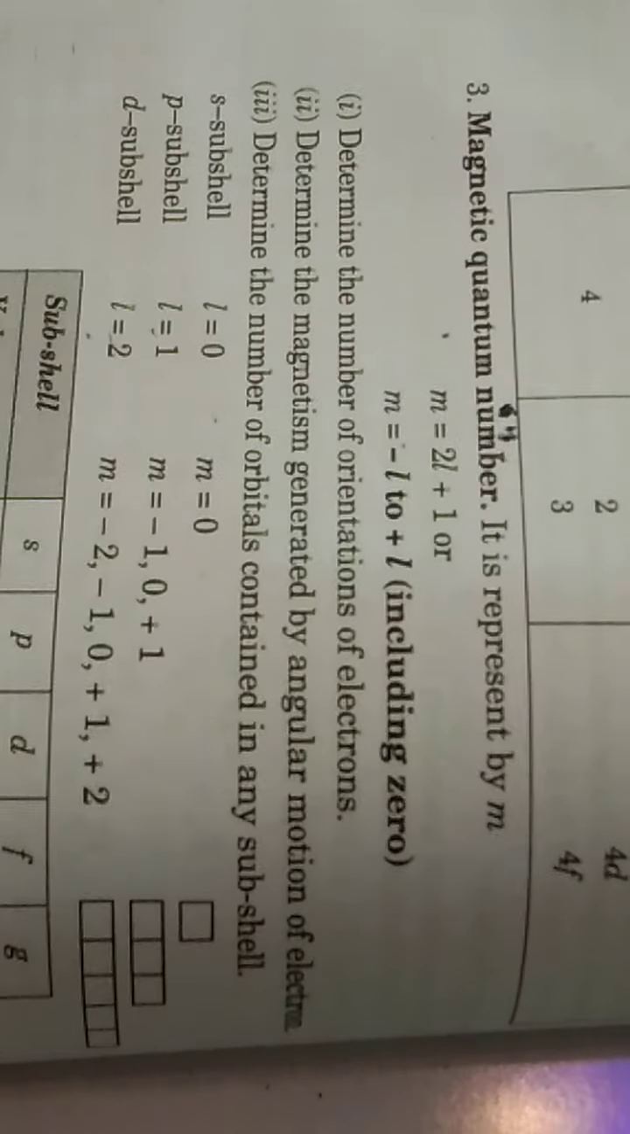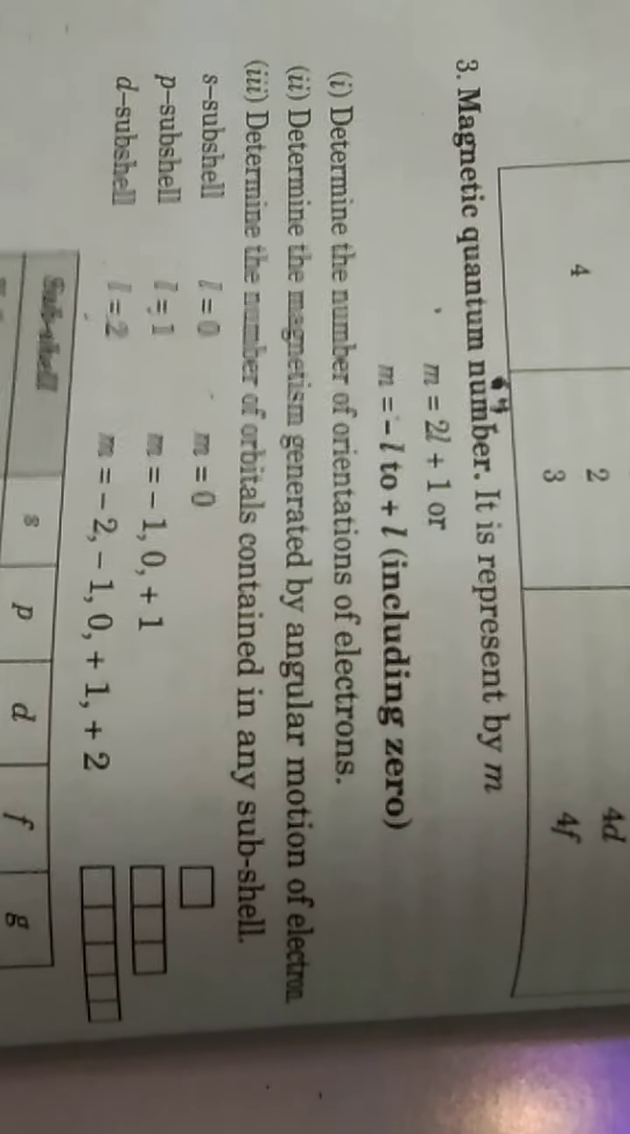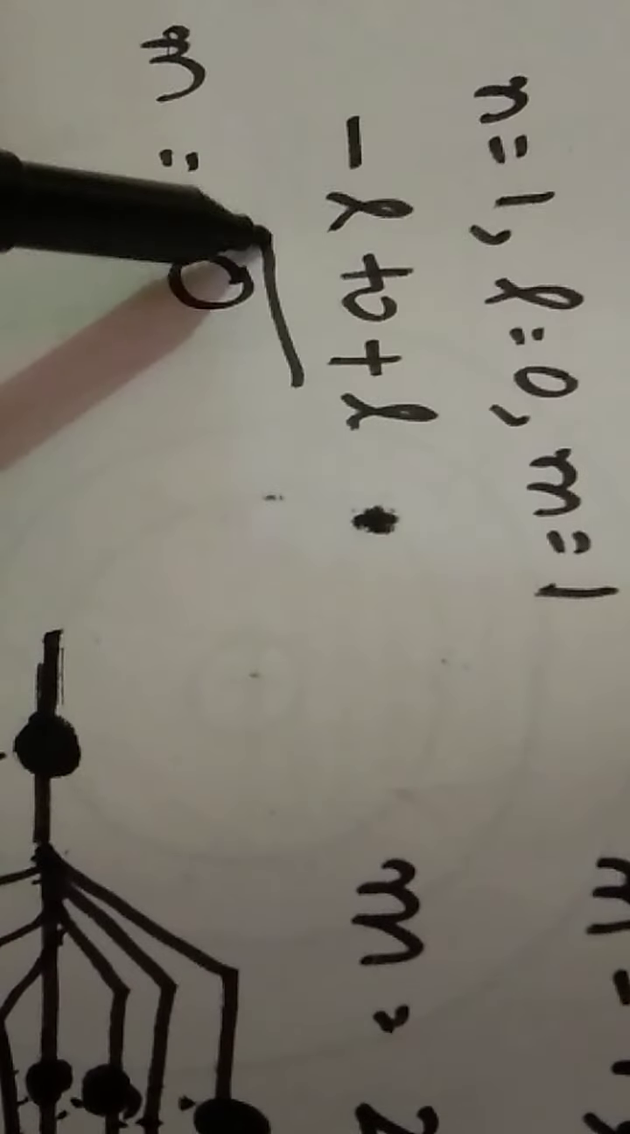Okay, so what are the values for this? Children, it is written minus L to plus L, including 0, like it's written. So children, for the S subshell, L is coming equal to 0. So it will be 0 only. M will be equals to 0 children, because M is equals to minus L to plus L. And here we have L is equals to 0.